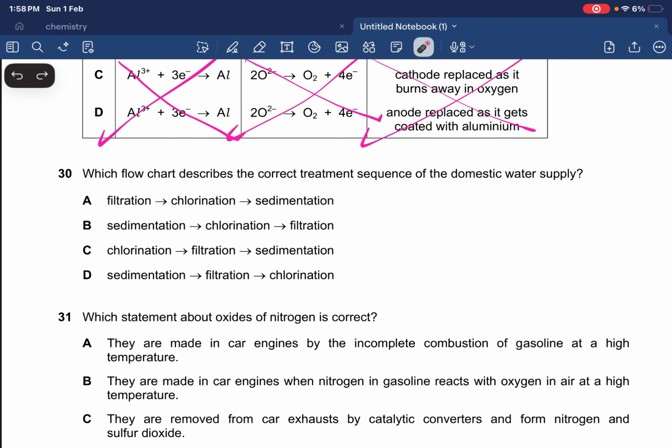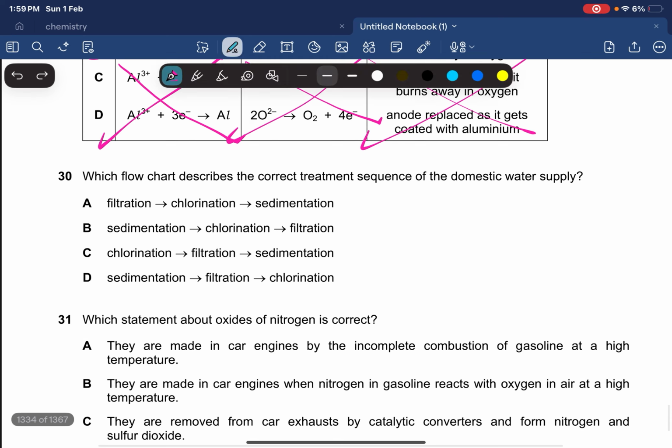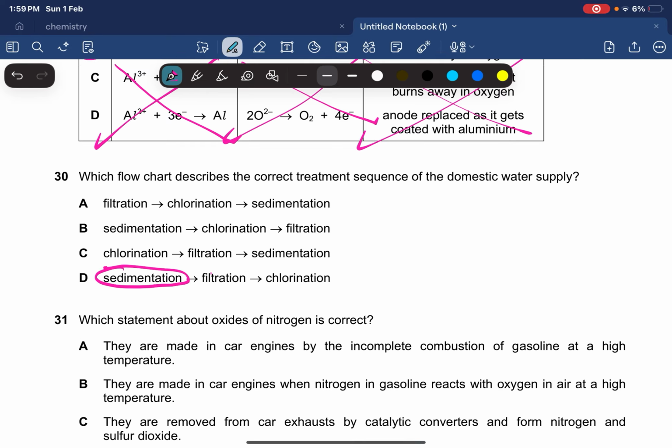Which flowchart describes the correct treatment sequence for the domestic water supply? Sedimentation, chlorination, filtration. Okay, chlorination, filtration, sedimentation. Filtration, chlorination, sedimentation. Okay. First of all, you remove the heaviest particles. So it's going to be removed by sedimentation. Then you remove a little less heavy ones, which are going to be removed by filtration. And then you remove microscopic particles that are going to be removed by chlorination. So that's the correct way.